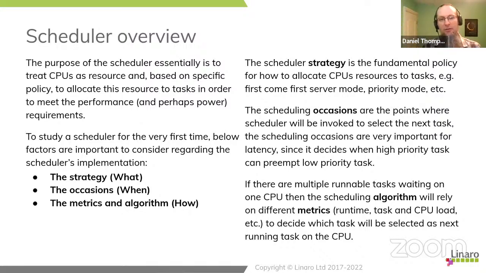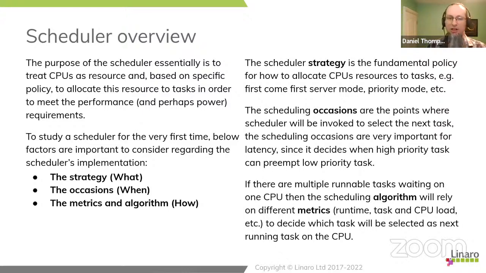The lenses that we might like to use to think about the scheduler are these: strategies, occasions, and metrics and algorithms. The strategy is the fundamental policy of how we're going to allocate CPU resources. So we have a strategy with CFS, which is all about fairness in how we present the CPUs to the competing tasks. Obviously, we have the real-time strategy, where our goal is to have the highest priority tasks running on the available cores, and then deadline and something. Those are our strategies, which are essentially the tools we looked at last week, the scheduling classes.